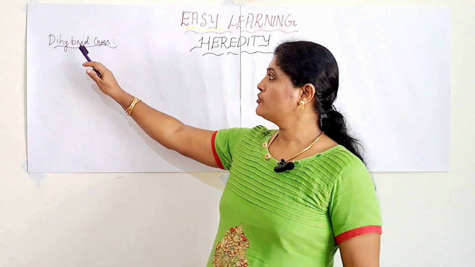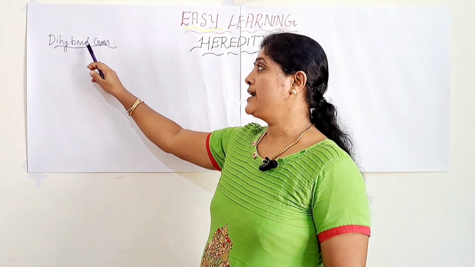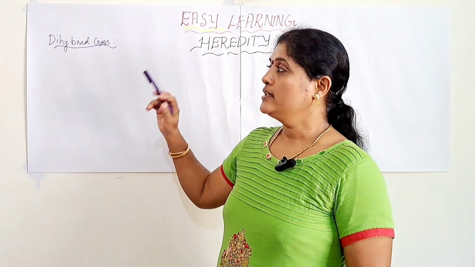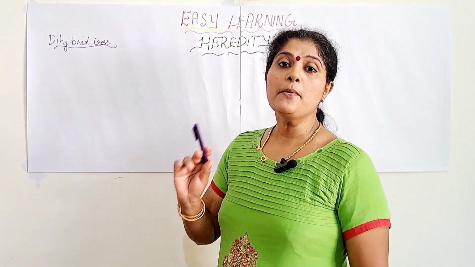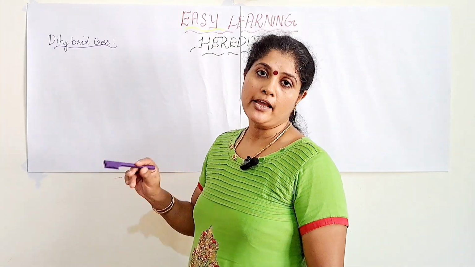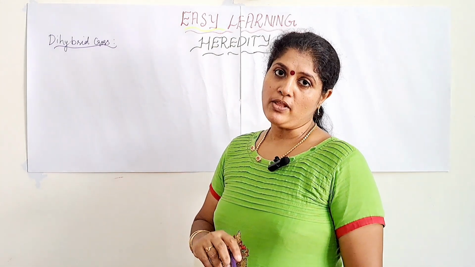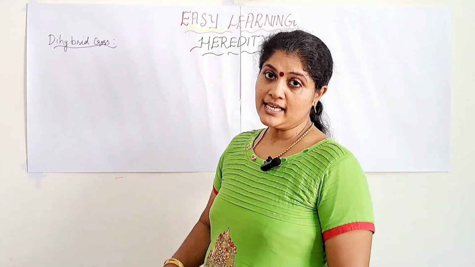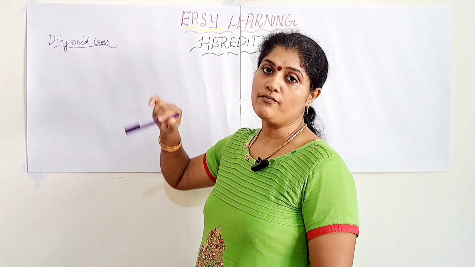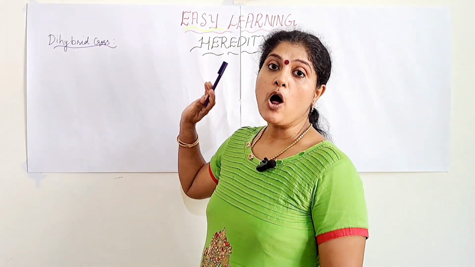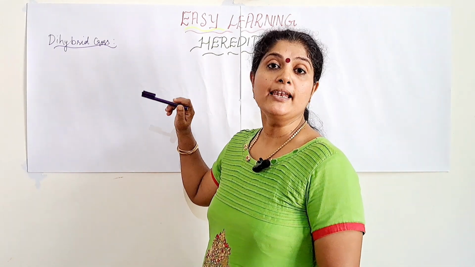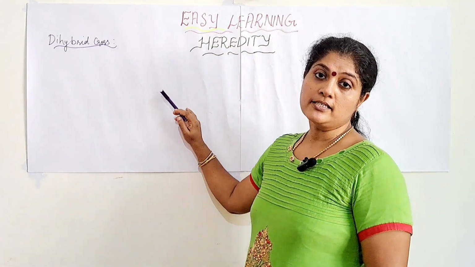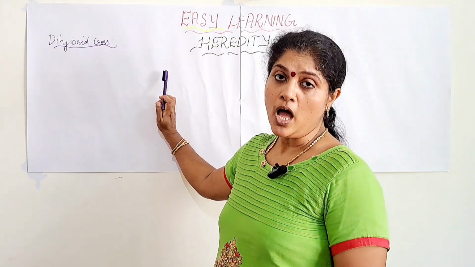In the dihybrid cross, the scientist Gregor Mendel has taken two pairs of contrasting characters. In the monohybrid cross, he had taken one pair of contrasting characters, that is regarding the height of the plant or length of the stem of the plant, that is tall and dwarf. Here he has taken two pairs of contrasting characters based on the shape and color of the seed. So he has taken round and yellow seeds and wrinkled and green seeds for his experiment to show how the characters are transmitted from the parents to the offspring.